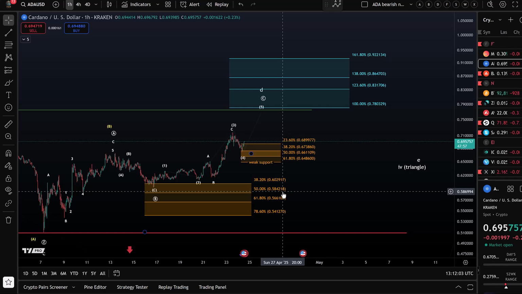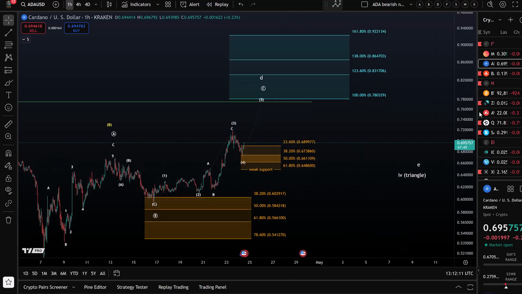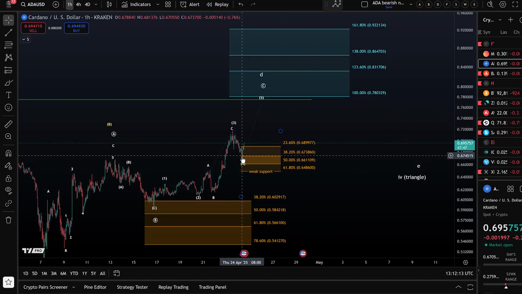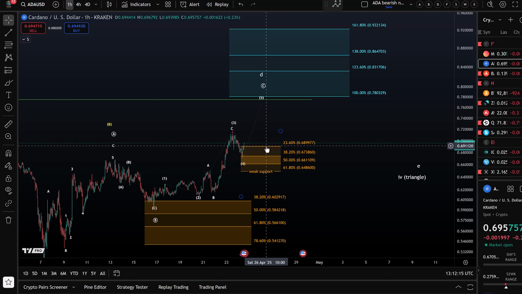We already have a reaction to support, and if you follow my videos regularly, then you know that an internal fourth wave is typically expected to reach the 38.2 retracement. It's not a super reliable target, but very often a fourth wave would reach that level, and that was at 67 cents roughly. Price reached it, reacted, and we could have started that fifth wave up. I don't have strong evidence that we've bottomed there in the fourth wave.